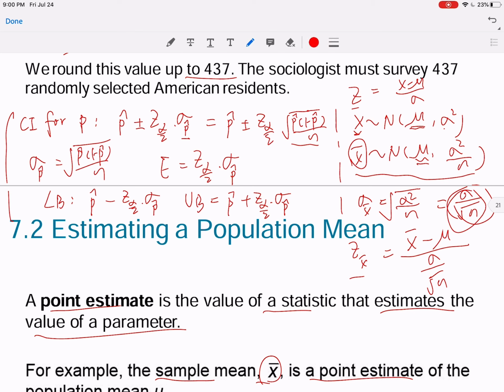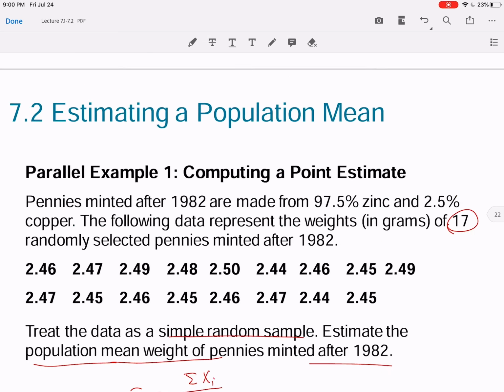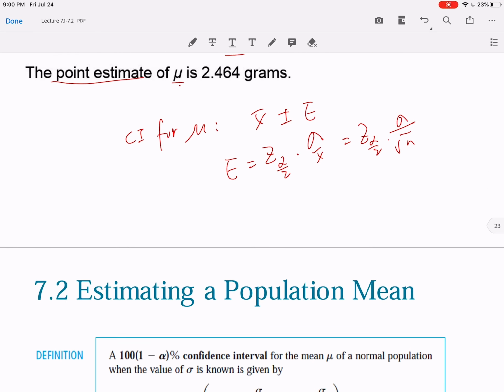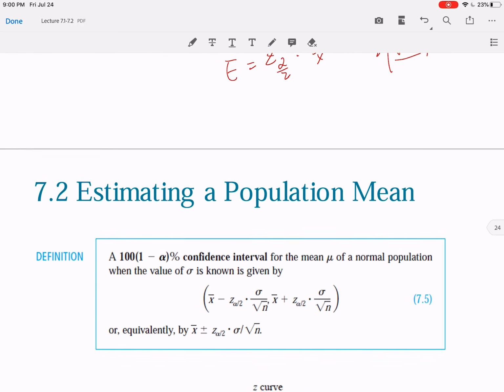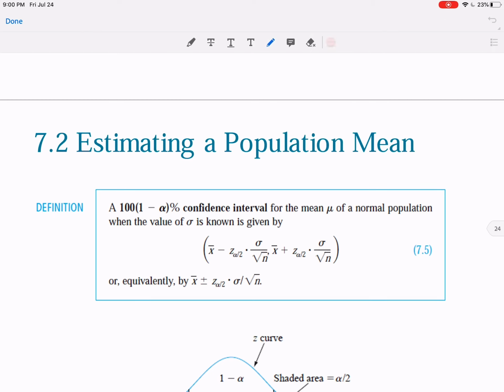This is the sample standard deviation of x bar, and that's why we have the sigma over square root of n over here, because that's the standard deviation of x bar. So once this is clear, let's take a look at this definition. This is pretty much the same thing as what we just went over. The definition says the 100 times 1 minus alpha percent confidence interval for the mean mu of a normal population when the value of sigma is known is given by that.